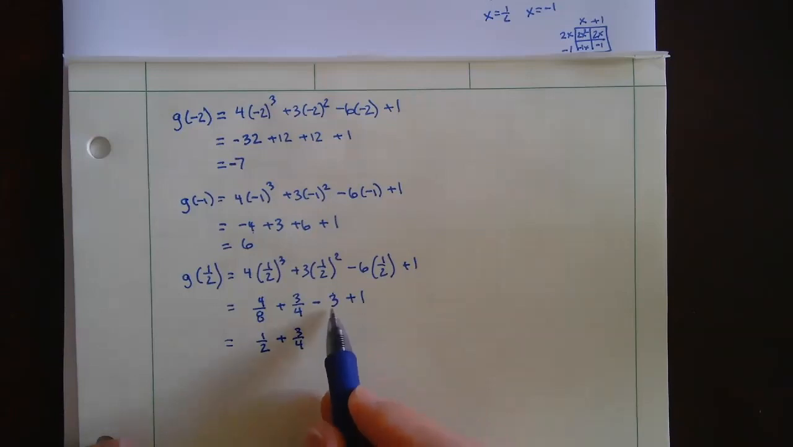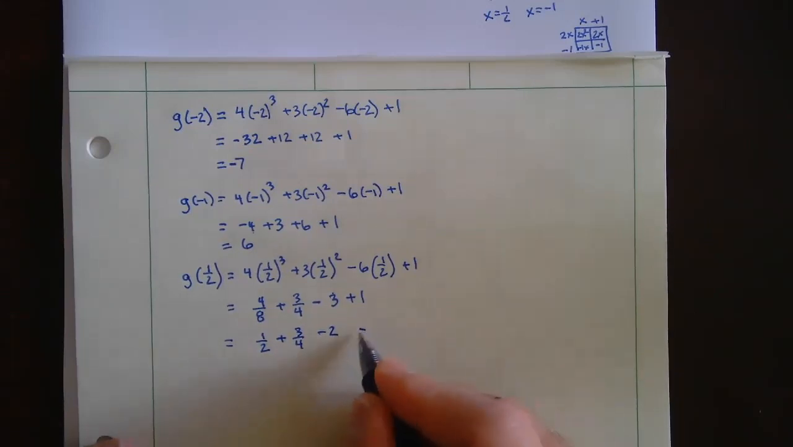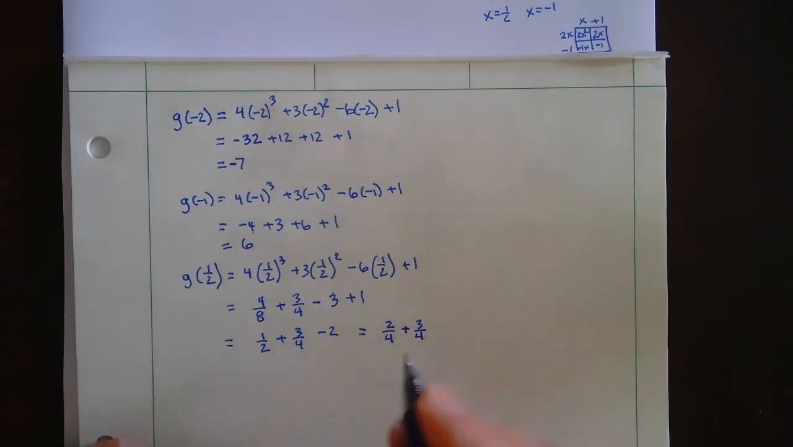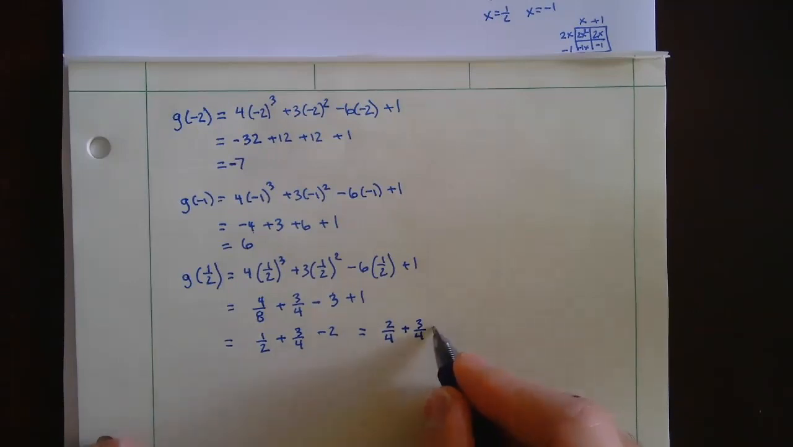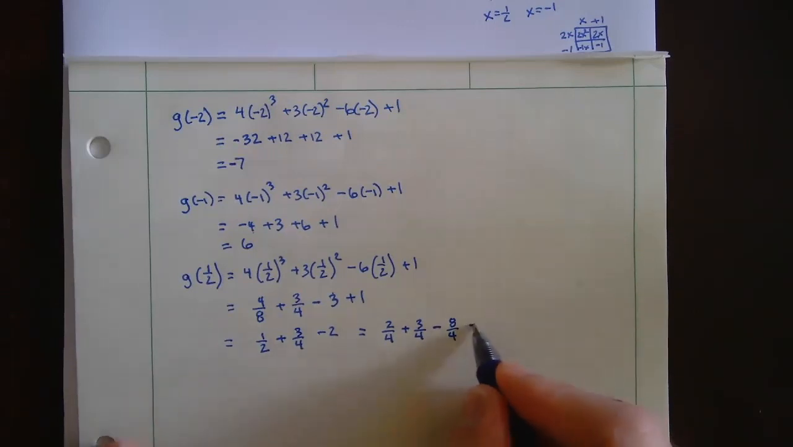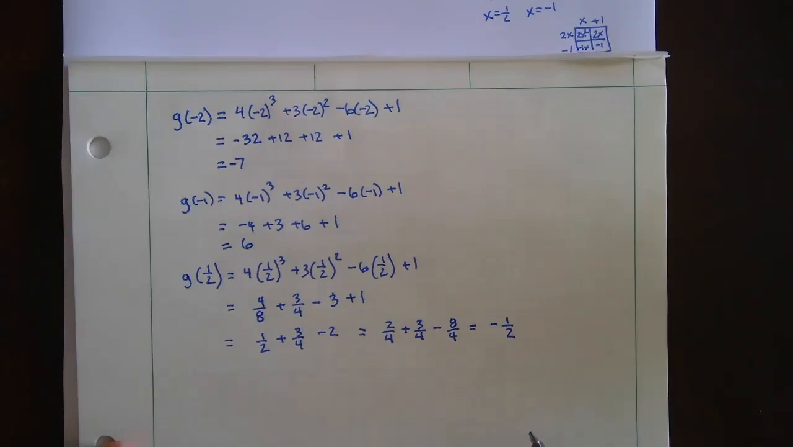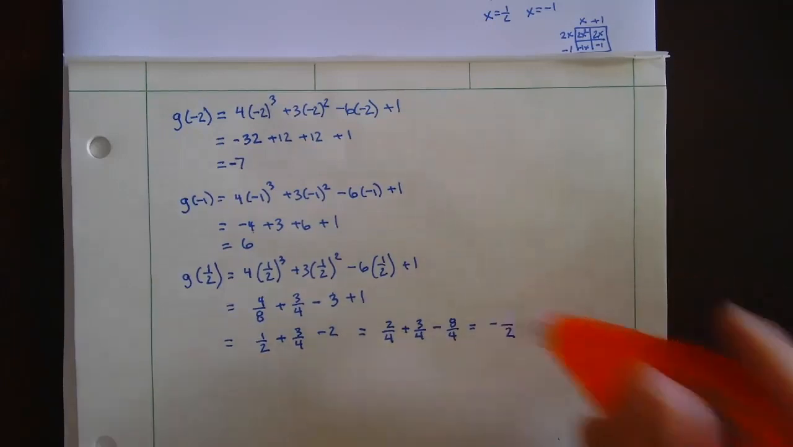I'm just thinking of ways to do this. Then this would be minus 2. And let's get these to be fourths. So this is 2/4 plus 3/4, and this would be minus 8/4. So this would be negative 2/4, or negative 1/2. Well, hold on. Negative 3/4, because this would be 5/4 minus 8/4, which would be negative 3/4.